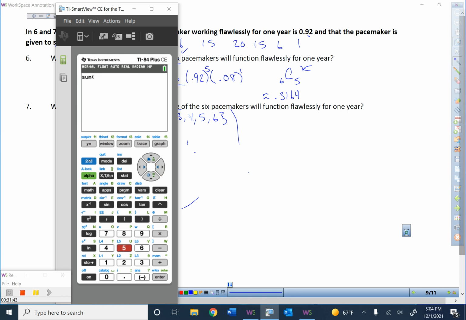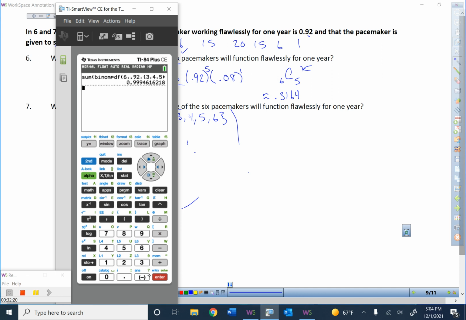Then we go second vars. Find the binomial PDF. Scroll. Trials go first. We said that was 6. Comma, if you need to. Then this one is 0.92. Comma, if you need to. Everybody has to use set brackets. It will not work. It'll give you an error message if you don't. So 3, comma, 4, comma, 5, comma, 6, and close those.